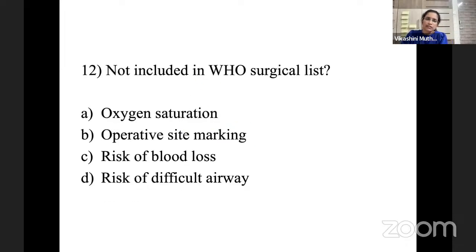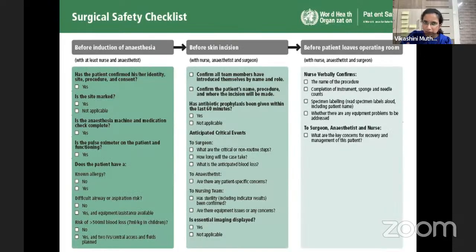Yes. Next question. Which of the following is not included in the WHO surgical list? World Health Organization surgical safety checklist. Which of the following is not included? Oxygen saturation, operative site marking, risk of blood loss, or risk of difficult airway. So the question is simple, but the options are tricky, right? Some of you might find it very difficult to put your finger on any of these options. But it's quite simple.